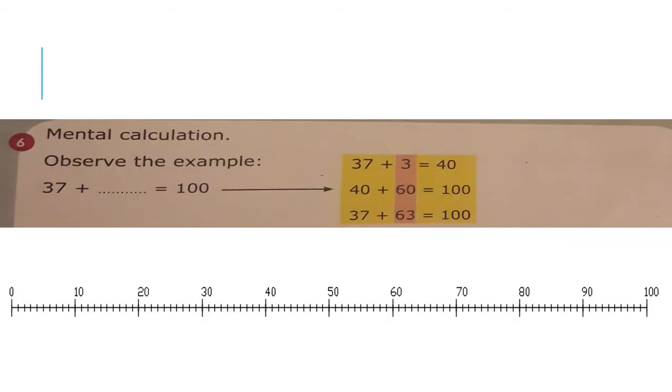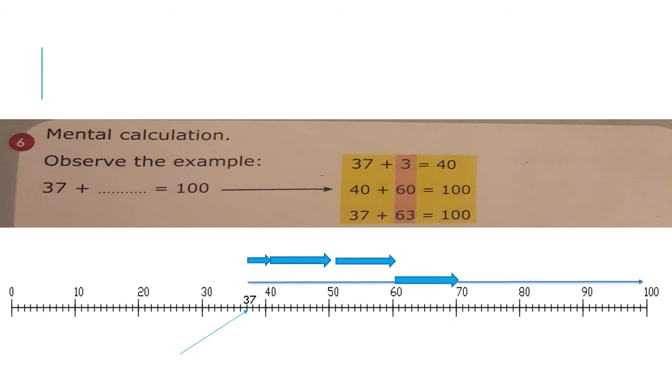Okay, for the number 6, it's time for mental calculation. I divided into 2, so I can explain it better. Observe the example. I have to go from 37 to 100. Do you remember the number line from grade 2? Okay, where is 37 first? There is 37. I have to go from 37 to 100. First, I have to pass through 40, then from 40 to 50, from 50 to 60, from 60 to 70, from 70 to 80, from 80 to 90, and then from 90 to 100.